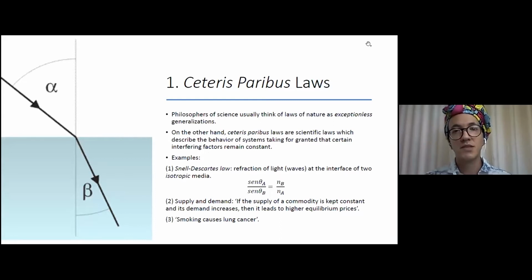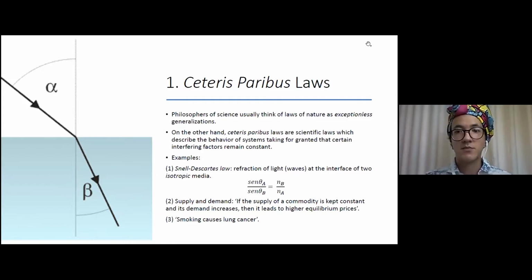So let's start with the first point, which is trying to define Ceteris Paribus laws and what it means to say that a scientific law needs a Ceteris Paribus clause. In general, philosophers of science usually think of laws of nature as exceptionless generalizations. So let's think about classical mechanics, the total force law. The law is supposed to hold everywhere because laws of nature are universals, so they are exceptionless.